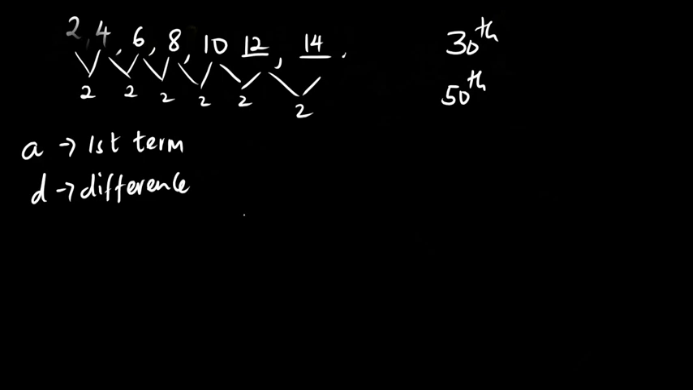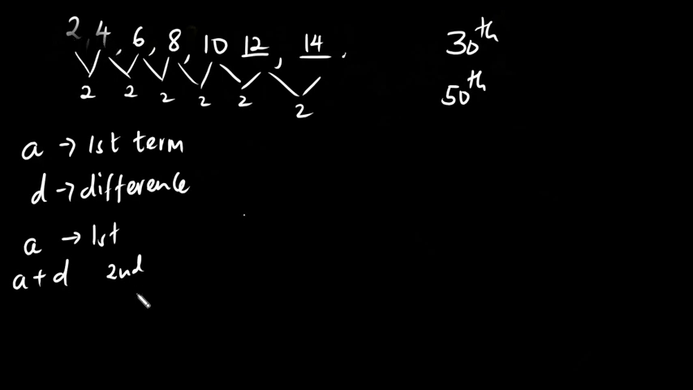We have said that A is the first term, that is 2. From 2 to 4, we need to add 2, which is the common difference. So the common difference in this case is 2. To get the second term, we need to add A to D, or A plus D. For this case, it's A plus 2 to get to 4.